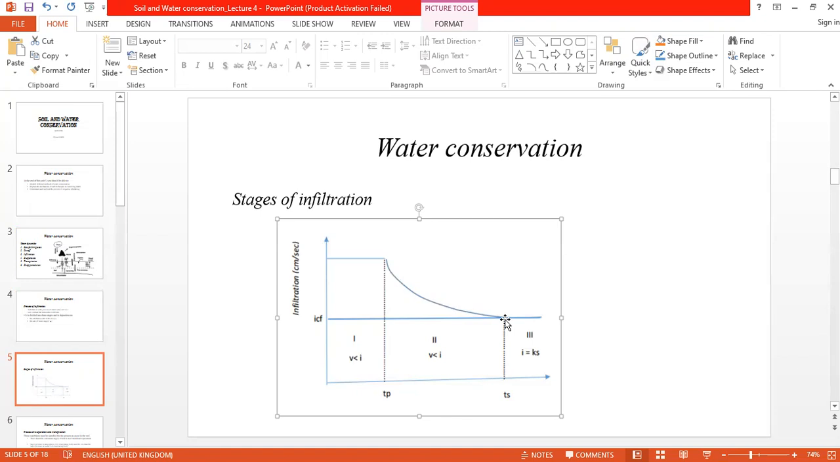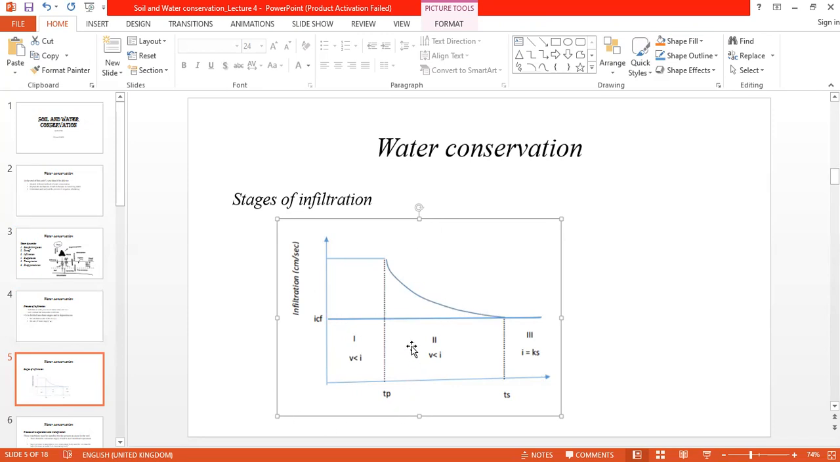Because now the soil has become saturated and all the pores are filled, the more water you are adding, it will start accumulating on the surface of the soil, because the irrigation rate is higher than the rate at which the soil can take. So the excess water will start to run off. So these are the 3 stages of infiltration.